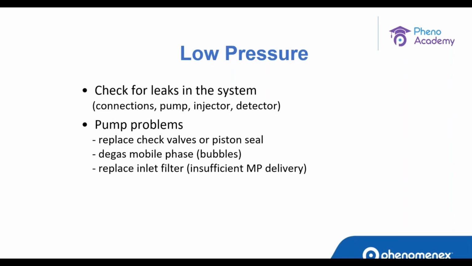Other than high pressure, we sometimes will face low pressure as well during the LC method. If we see low pressure, then check for leaking in the system and pump problems. Lastly, if the column has bubbles or air inside, that will also cause low pressure. So please make sure that you do not run out of mobile phase when the column is still connected to the running LC system.